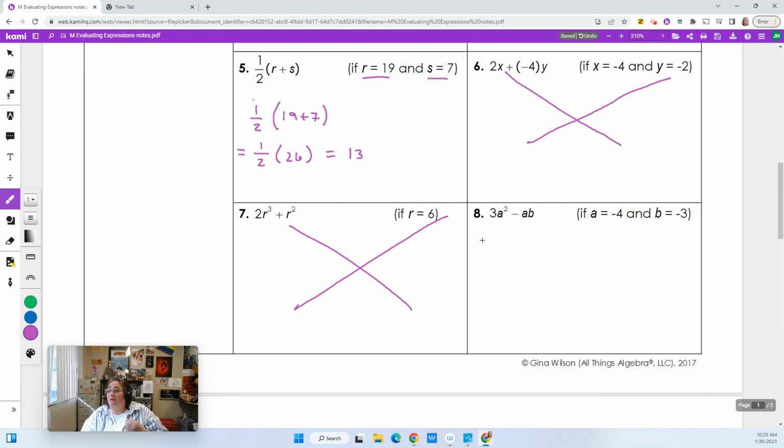So here I have 3a squared minus ab. Now remember that this 3 is being multiplied to a squared. That a is being multiplied to b at the end of that because they're right up next to each other. So when we go to plug in their values, you want to make sure that you put them in parentheses so it doesn't look like 3 minus 4 squared, right? We want it to be 3 times negative 4 squared minus negative 4 for A and negative 3 for B, right?